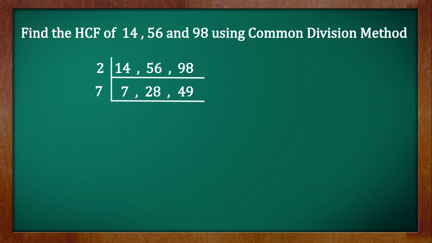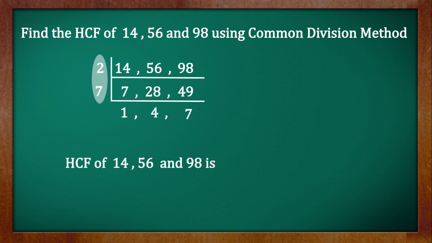7 divided by 7 is equal to 1. 28 divided by 7 is equal to 4. And 49 divided by 7 is equal to 7. 1, 4 and 7 do not have any common factors, so we cannot divide further. The common factors of 14, 56 and 98 are 2 and 7. The HCF of these three numbers will be the product of 2 and 7, which is equal to 14.